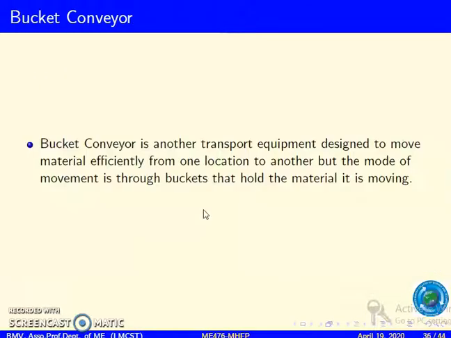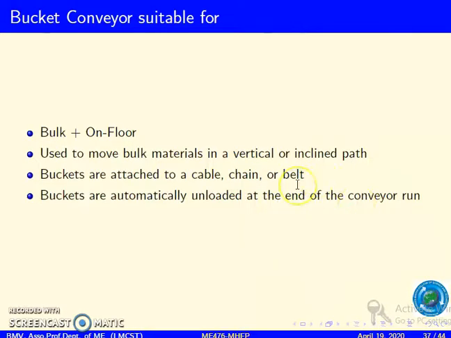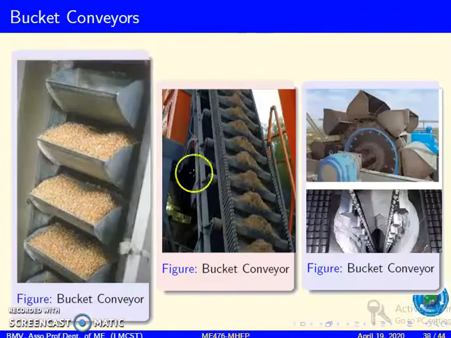Now we have this bucket conveyor. Here the mode of movement is through buckets that hold the material while it is moving, and these are used to move bulk material in a vertical or inclined path. The buckets are automatically unloaded at the end of the conveyor run. And these are the different types of bucket conveyors.